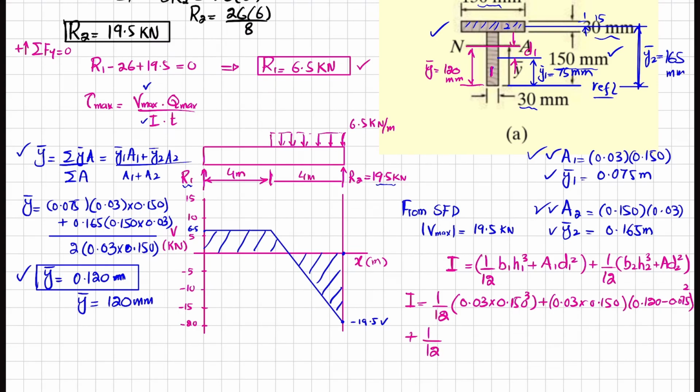Now you can see that for section 2, base is 0.150 and height will be 0.03. So I can write 0.150 multiplied by 0.03 whole cube, plus area, which will be 0.150 multiplied by 0.03. And what is d2 square?